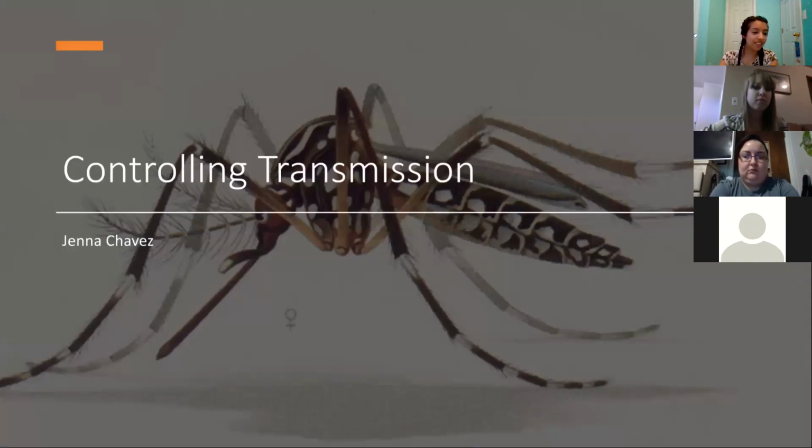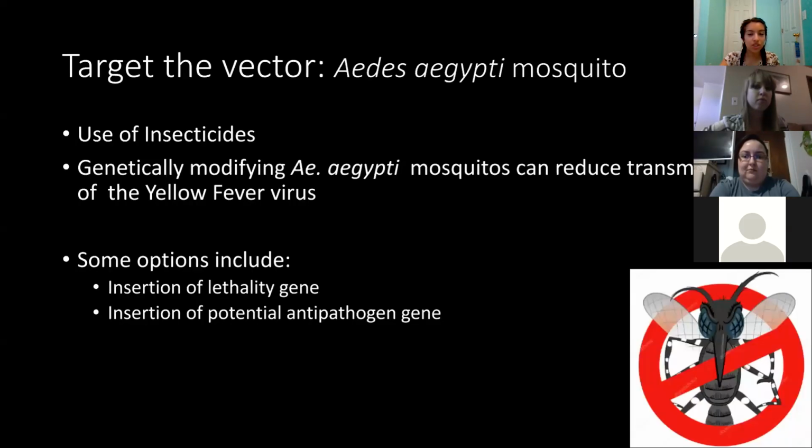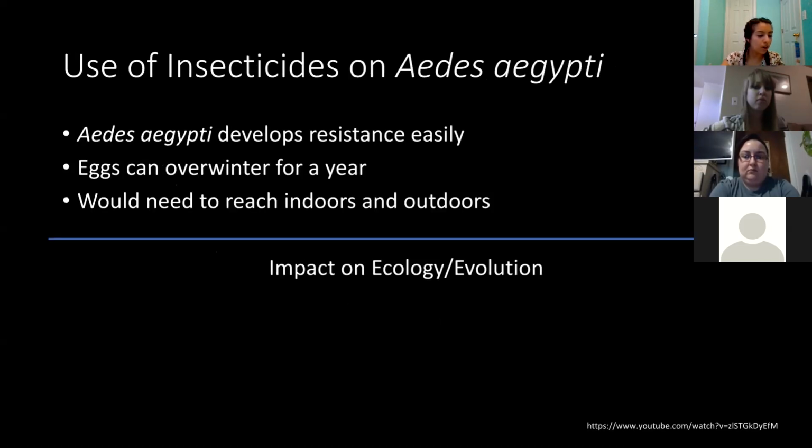All right, so since there is no way to cure the virus once a person is infected, and although there is the vaccine, not everyone has access to it. A lot of the people in the areas where it's endemic are poor and maybe don't have access to vaccines like this. So one of the ways to control transmission is to target the Aedes aegypti mosquito, which is the vector for this virus. And one of these methods involves the use of insecticides to control the mosquito population.